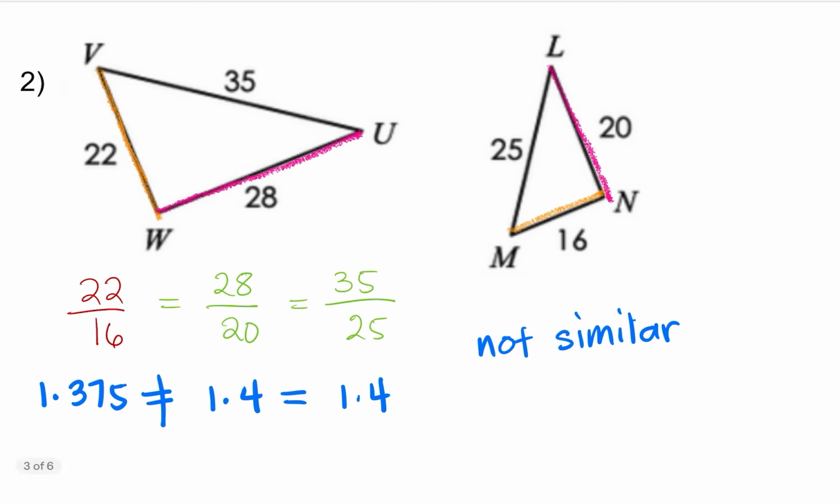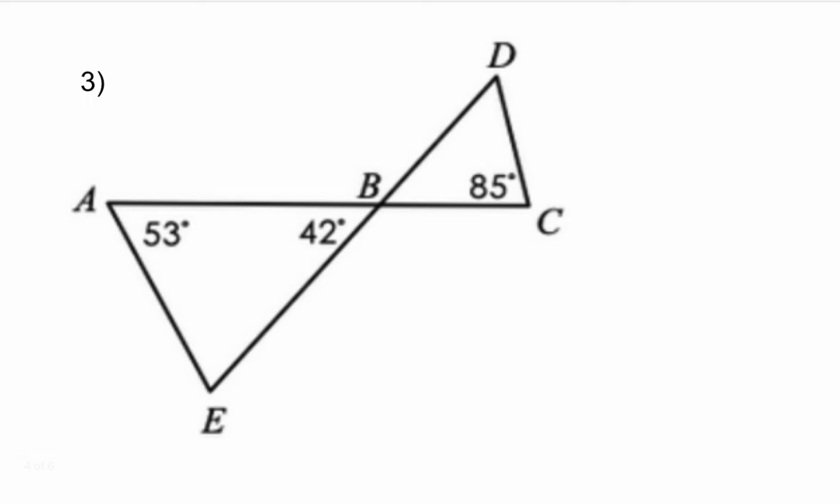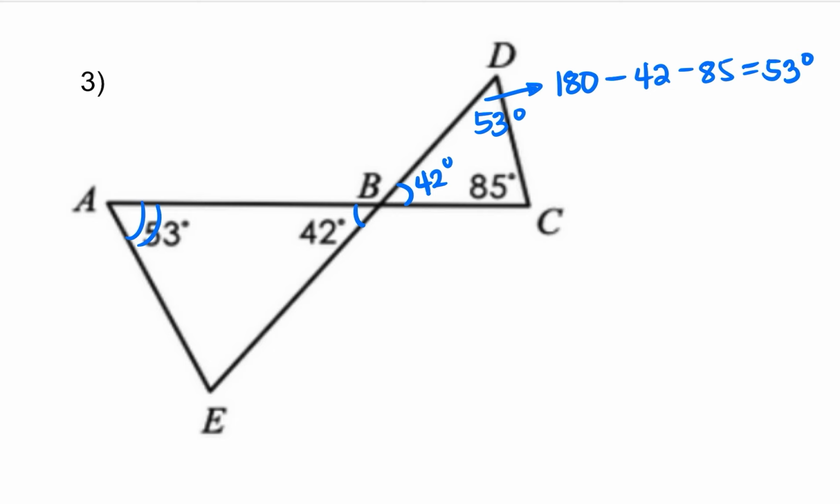Let's try another problem. Number 3. So we have this angle which measures 42. This angle will also be 42 because they're vertical angles, and vertical angles are always congruent. Let's try and find angle D. So let's see, 180 minus 42 minus 85. If we are going to do the math, subtract these numbers from 180, that will give us 53 degrees. So this is 53 degrees, and so notice that this angle here is 53 as well.